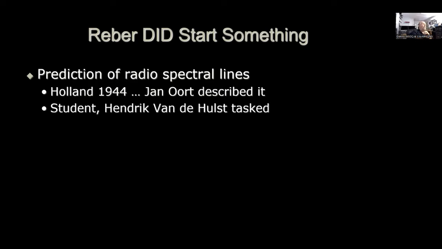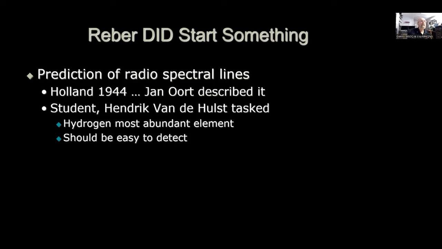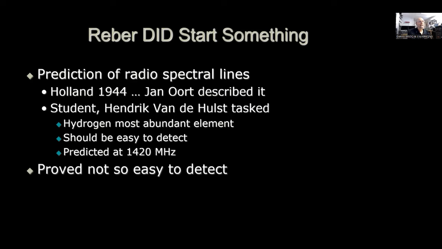Well, they decided to look for the spectral line for hydrogen because it's the most abundant element in the universe. So why not look for that one? It ought to be the easiest one to find. It should be trivial. And they predicted that it would show up at 1420 megacycles. Well, it wasn't so easy to find it.